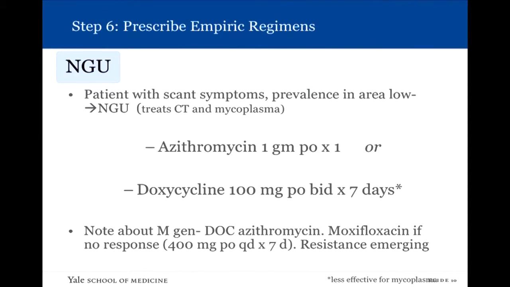So if you're going to go with NGU, what's the empiric treatment regimen? It is azithromycin, so I like to say a gram for the clam. You use 1 gram of azithromycin once, or you can use doxycycline for 7 days if somebody has an inability to take azithromycin.